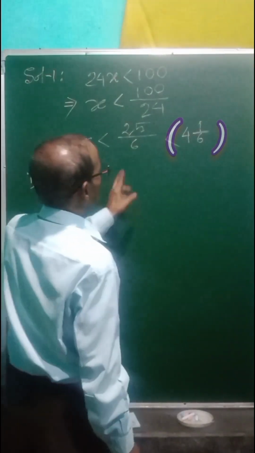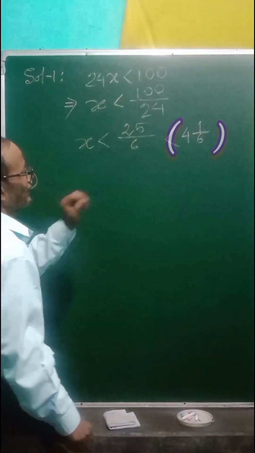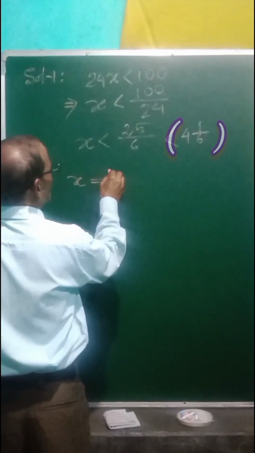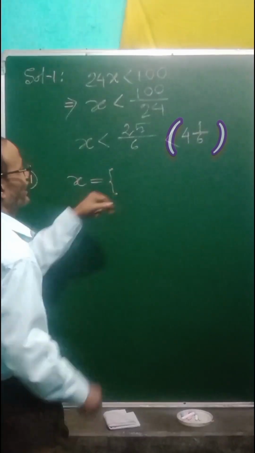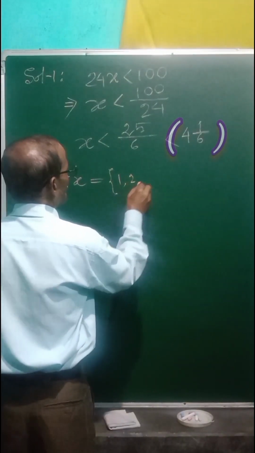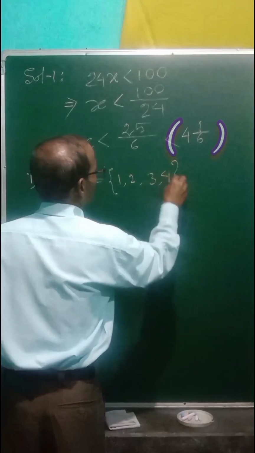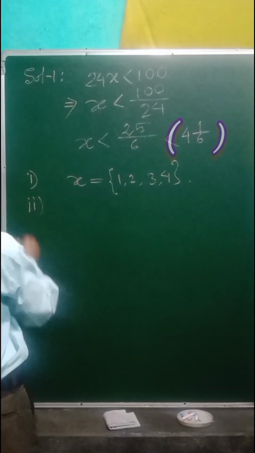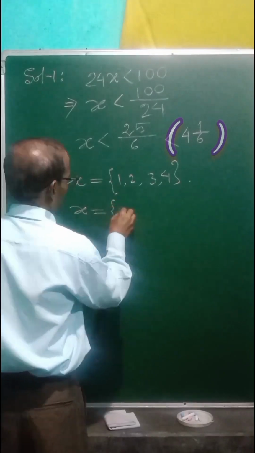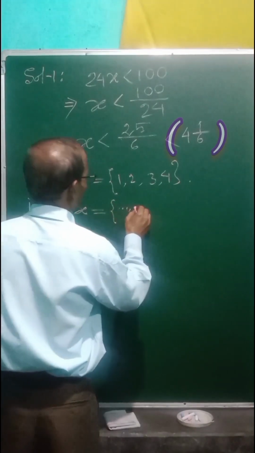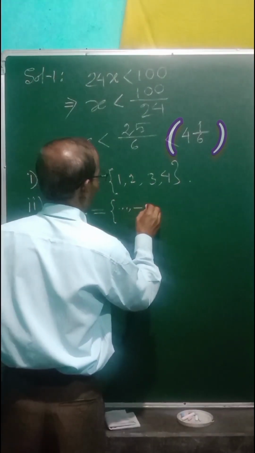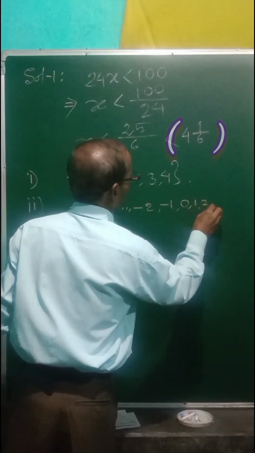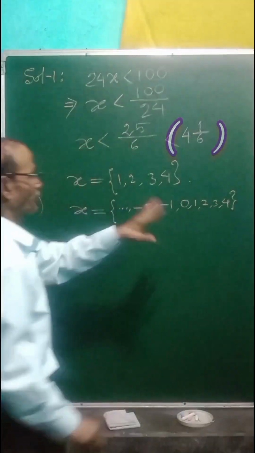Now, number 1, when x is a natural number, then 4 can be taken, and 3, 2, 1. x is equal to the set of 1, 2, 3 and 4. This is the answer. And in the second case, when it is an integer, x is equal to dot dot, and comma. After that, write ..., -2, -1, 0, 1, 2, 3, 4. You can show this as the set.